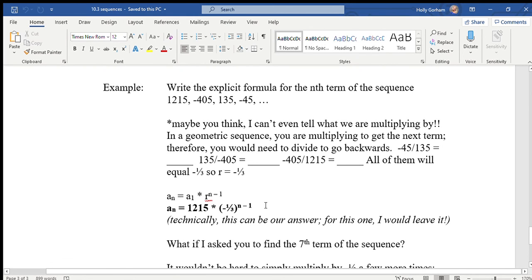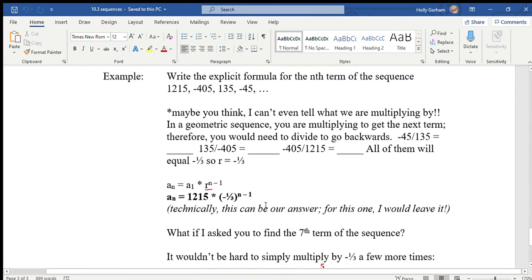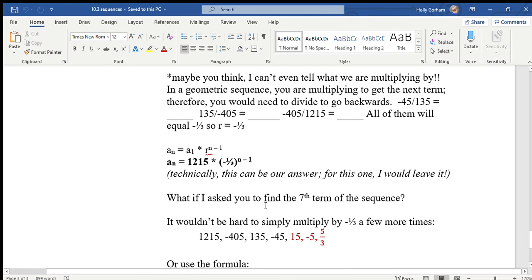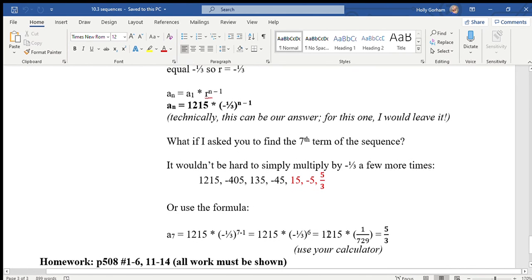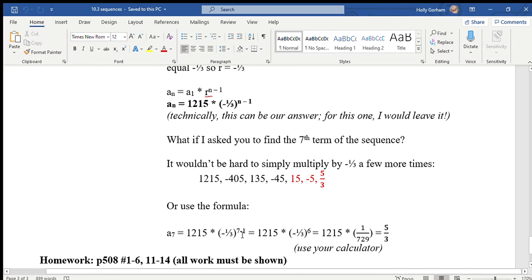So when you do this, again, we can leave this as our answer. And for this one, I would just leave it. I wouldn't even try to simplify. If we had to find the 7th term, again, you could just multiply by -1/3 a few more times, or you could plug 7 into the formula. Either way, you're going to get 5/3.